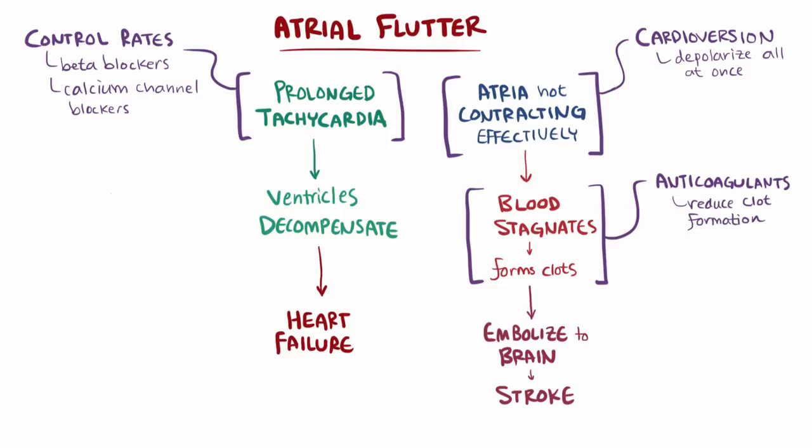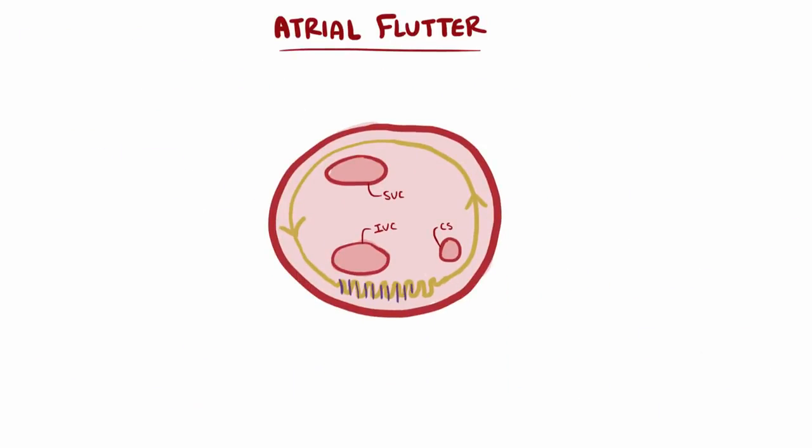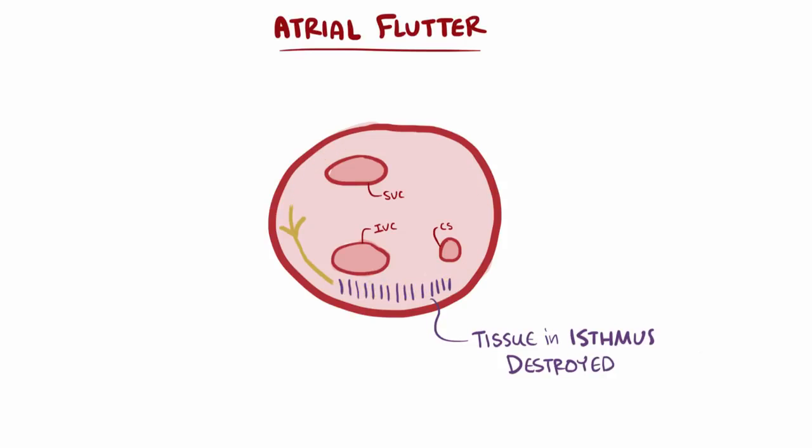Finally, depending on the type of flutter, type 1 versus type 2, patients might be good candidates for a radiofrequency catheter ablation. Essentially, the cavo-tricuspid isthmus is destroyed, such that no signals can propagate through it, and therefore no circuit can develop around the tricuspid valve.